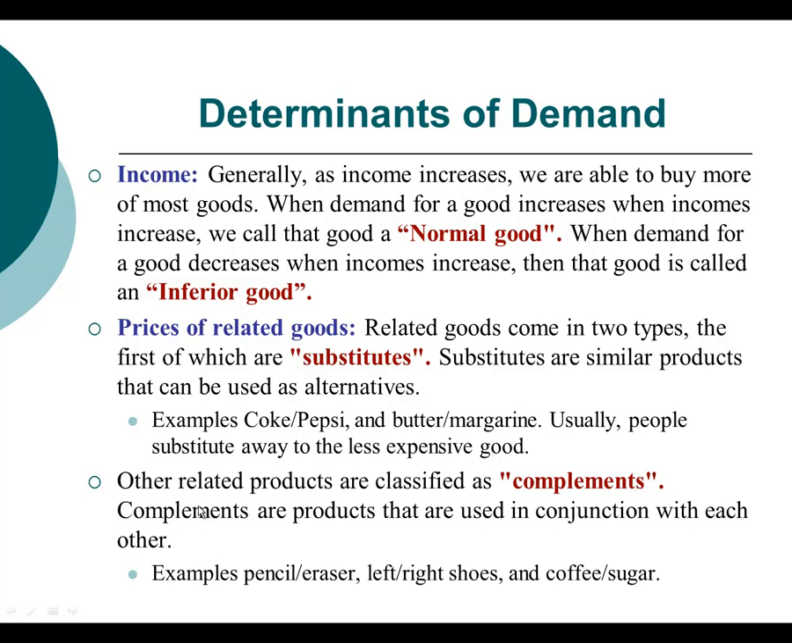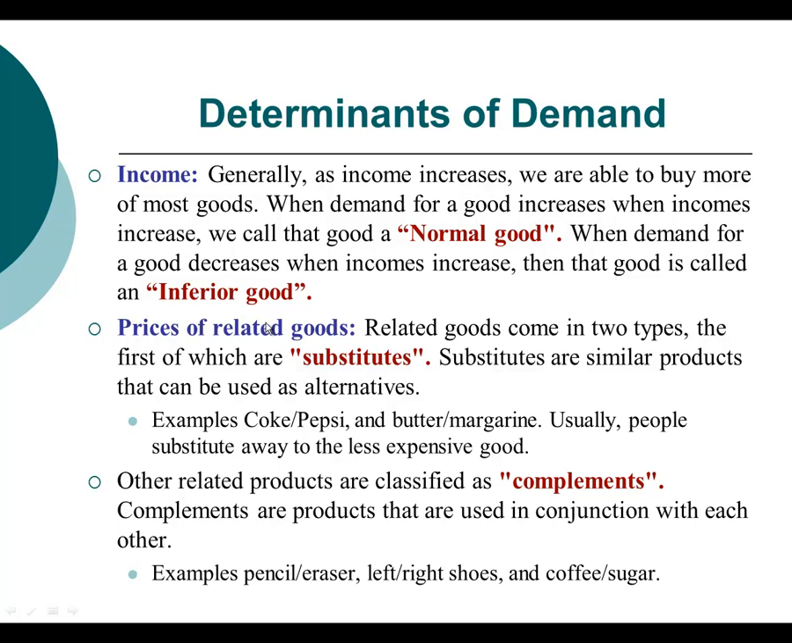Determinants of demand. Here are some determinants of demand. Number one is income. Generally, as income increases, we are able to buy more of most goods. When demand for a good increases as income increases, we call that good a normal good. When demand for a good decreases as income increases, then that good is called an inferior good.